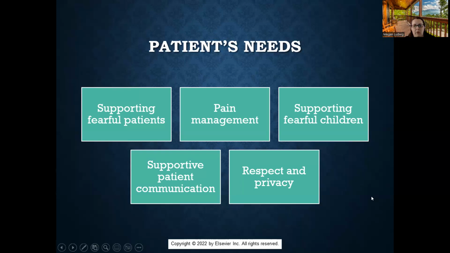Part of our job as a surg tech, even if we don't necessarily agree with something that the patient wishes, we still have to do it. We have to respect those patient wishes. And we always want to maintain privacy for our patients. That kind of goes back to the HIPAA laws as well.